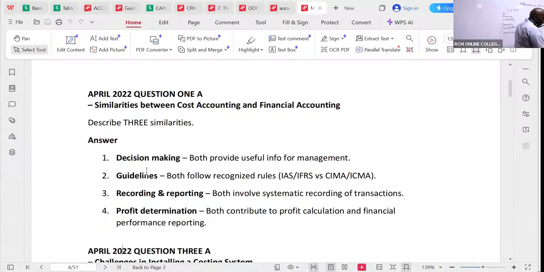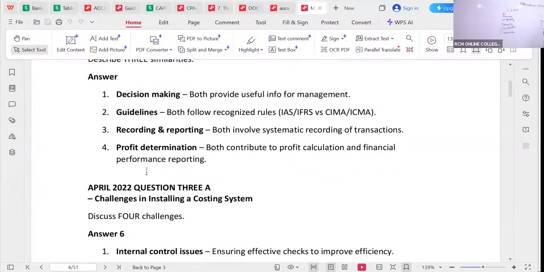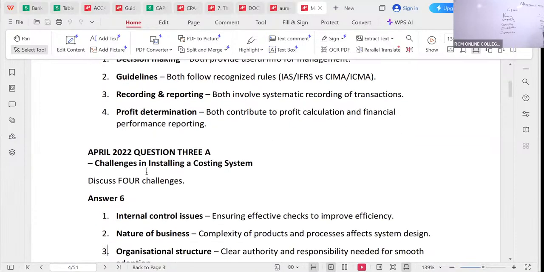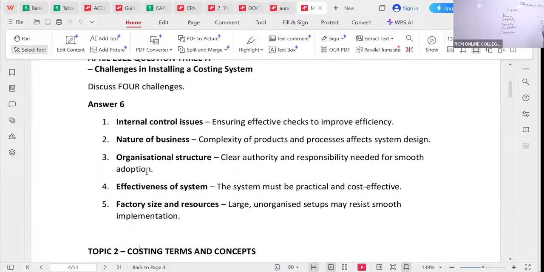Similarities. All right. April 2022, question number 3A: challenges in installing a cost accounting system. Are you able to give me those challenges? Try to give me the ones that are not there. When you want to install any accounting system, it could be costing, challenges. I know one of them.